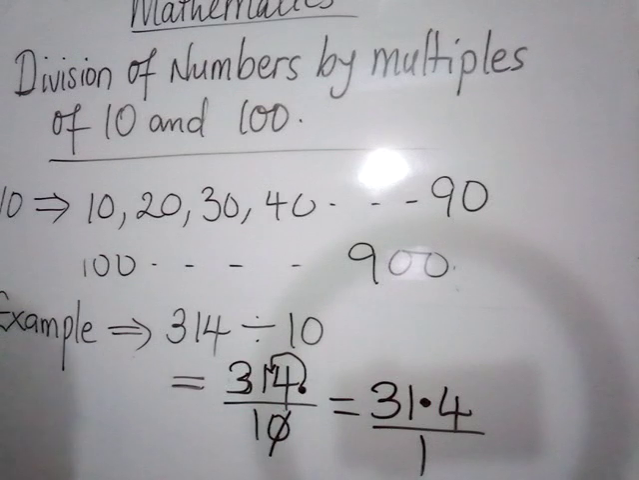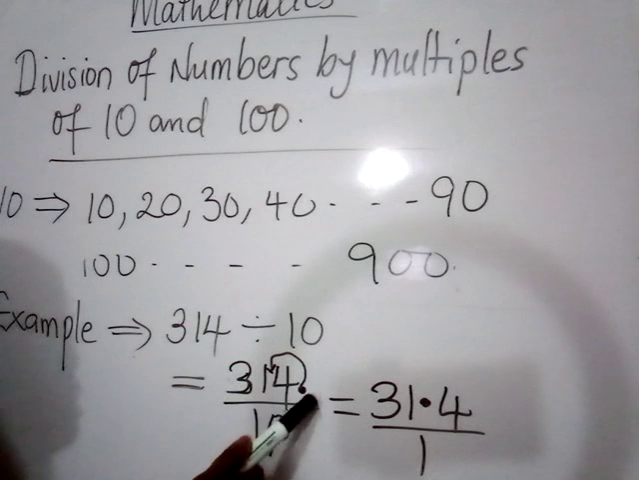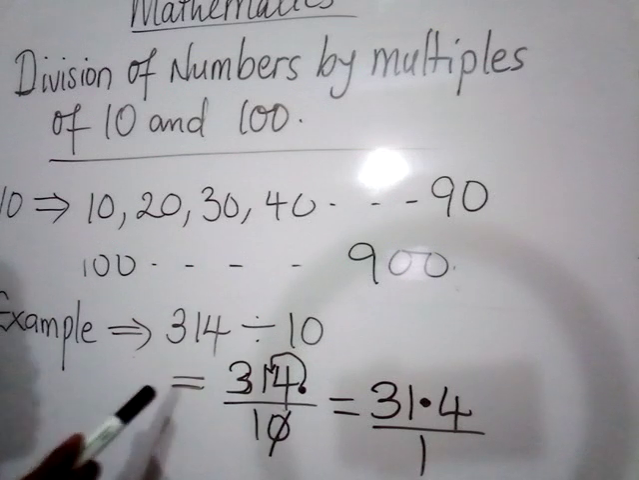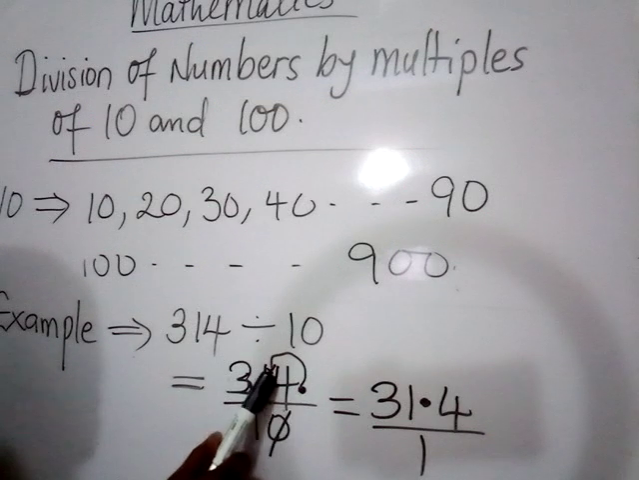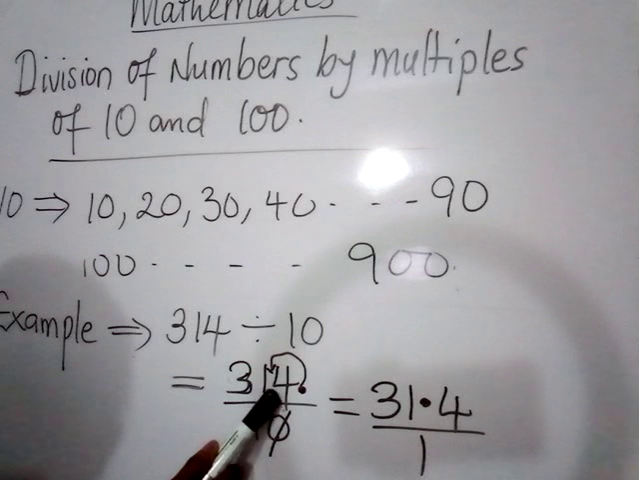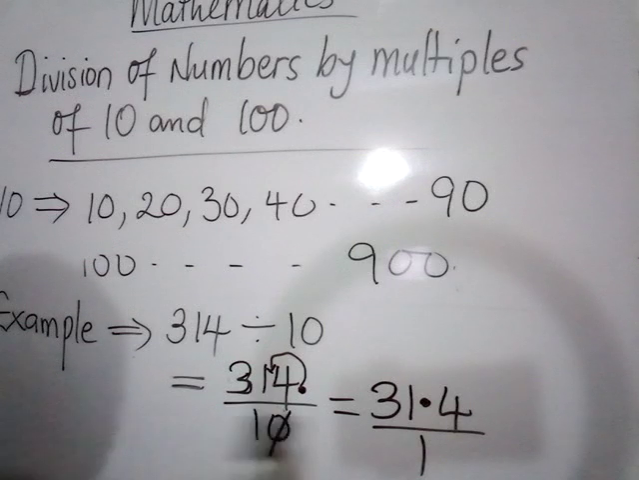So depending on the number of zeros the divisor has, that will determine the number of places the decimal point will move towards the left. In this case, because the divisor has just 1 zero, it moves only 1 step towards the left, and it lands between 4 and 1. So this is what we have here, 31.4 divided by 1.